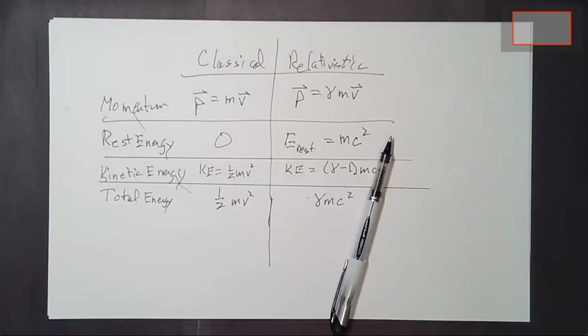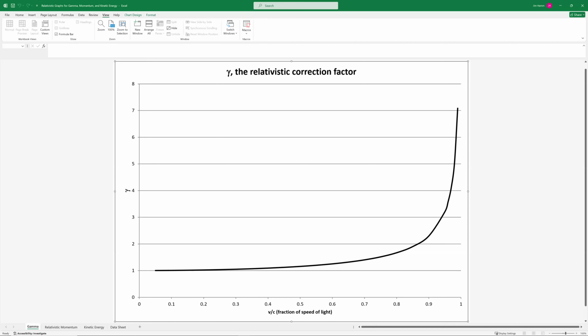And let's see, relativistic graphs. We'll just switch over here, the other monitor. Here's a graph of gamma, that relativistic correction factor. And for low speeds, gamma is just about 1, even up to 2/10 of the speed of light. It's not a whole lot different from 1. But as you approach the speed of light, gamma approaches infinity.